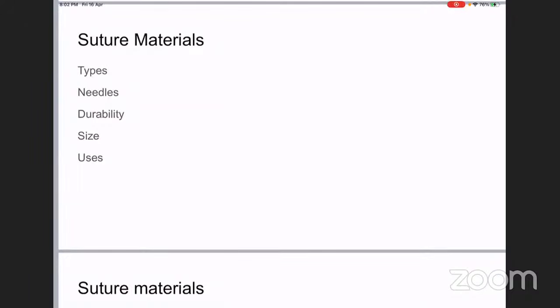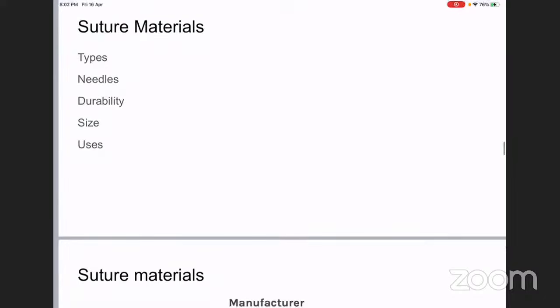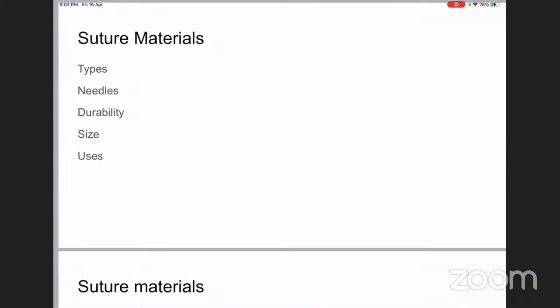Someone else tell me about polyamide or nylon. Anybody in the audience? Synthetic and absorbable. No, nylon is non-absorbable. It is non-absorbable, synthetic, and monofilament. Nylon we generally use for skin closure, for suturing the skin.